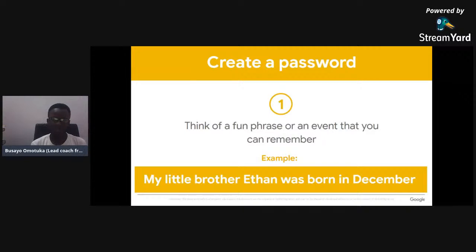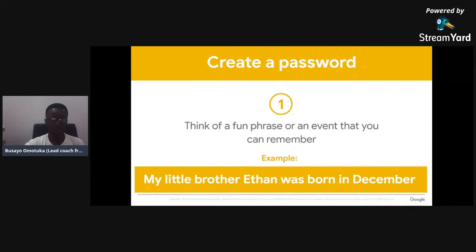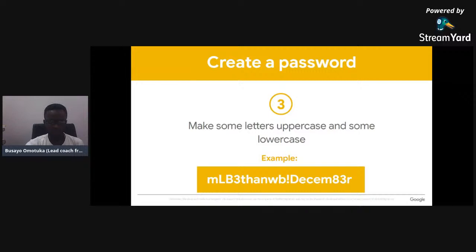From here, they can take the first letter of each word and put them together to form the password, or the first two letters of each word. We also have some other examples. Let's look at them together. Let's look at this one: use the first letter from some or all of the words in your phrase. With all these examples, students can create a strong password.